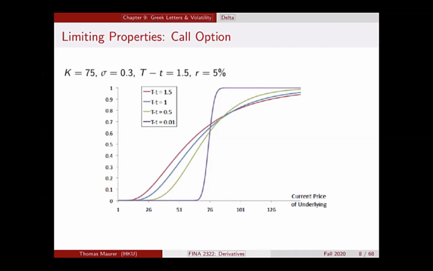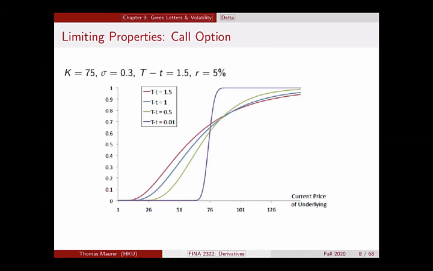We can also graphically look at an example where we have a strike price of an option of $75, volatility of 30%, interest rate of 5%. And now what we're going to do is change that time to maturity. We start with 1.5 years. That will show us what the delta looks like depending on the underlying asset price.